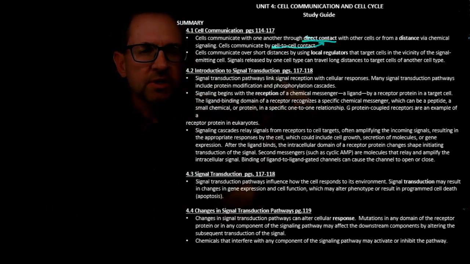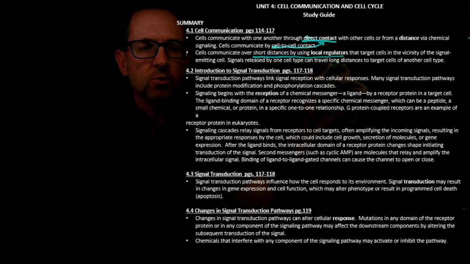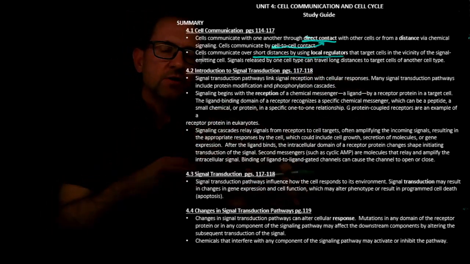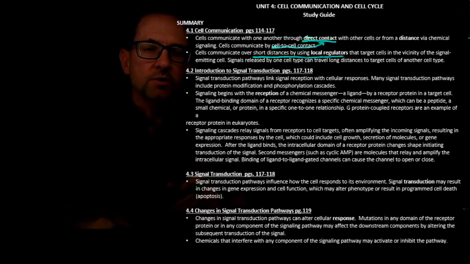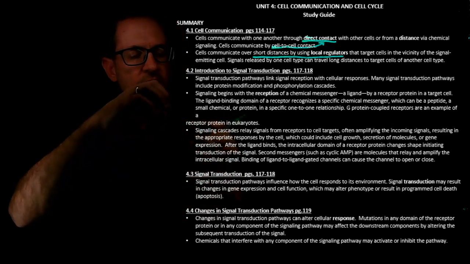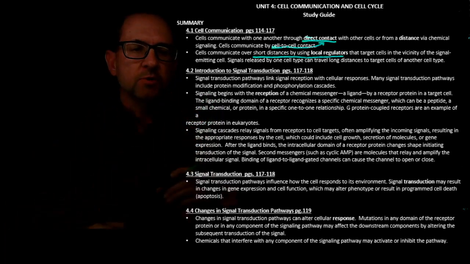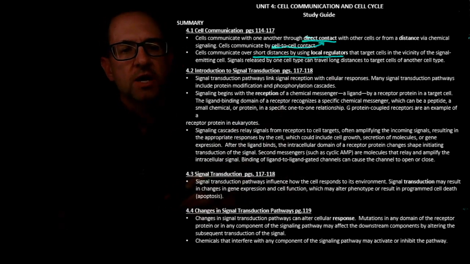The other thing we see is that cells communicate over short distances, and this is the key word, by using local regulators. These are very specific. They're for one cell to another. An example of this yesterday was the neurons in the nervous system, how even though they're not touching, there's a synapse between those neurons, and the signal can go through that space. It's a very specific signal for a very specific cell that's in the localized region.